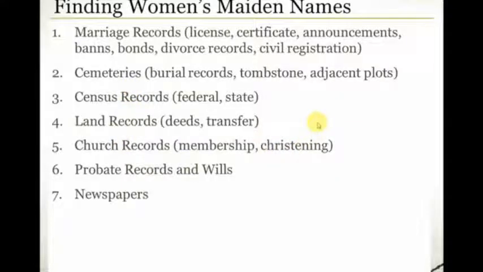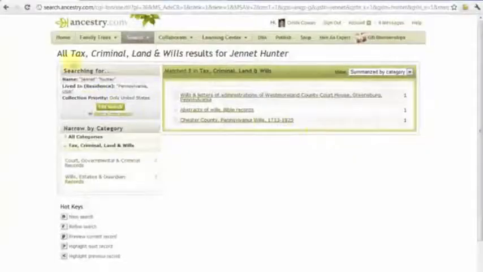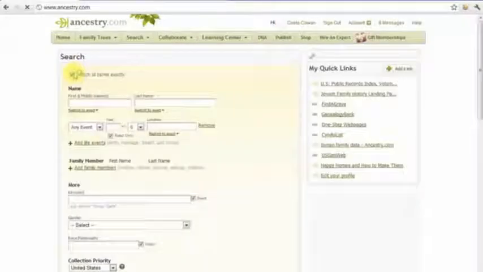Okay, number 7 is newspapers. Now again, newspapers may seem like a really obvious thing to some of you. Others of you may think I'm a little crazy, but let me show you an example of a way that I found a woman's maiden name in my family because of a newspaper.